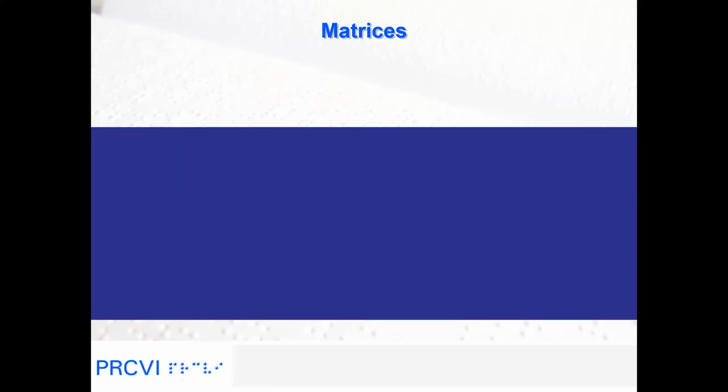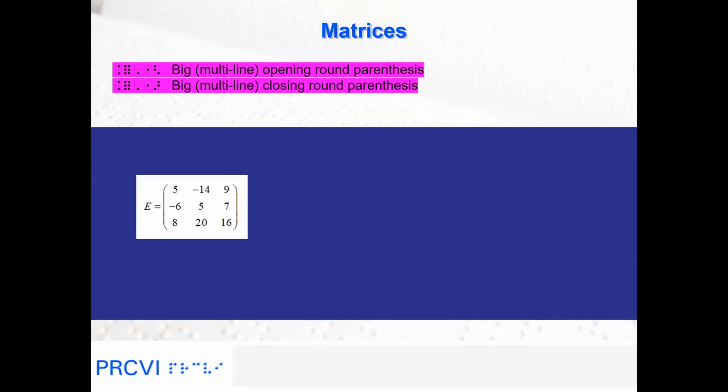Use dots 6, 5, 1, 2, 6 for multi-line opening round parentheses. Use dots 6, 5, 3, 4, 5 for multi-line closing round parentheses. The equal sign outside the matrix is on the top line. All the numbers are left aligned except the minus sign. Multi-line opening and closing round parentheses are required to be repeated in each row.